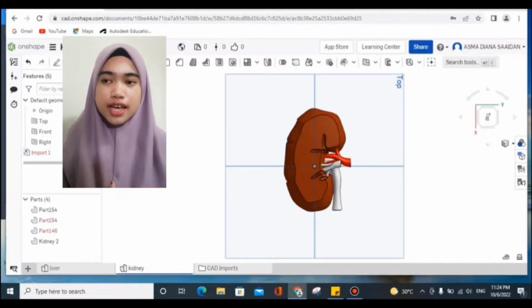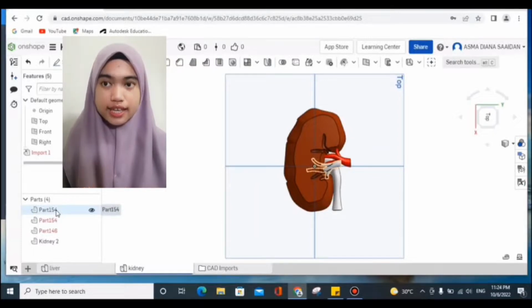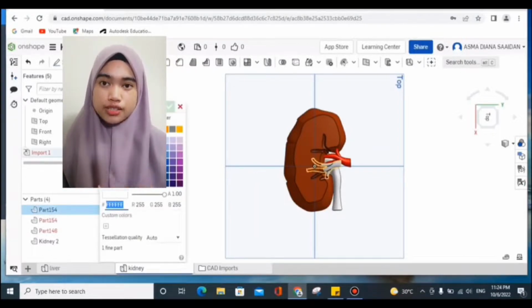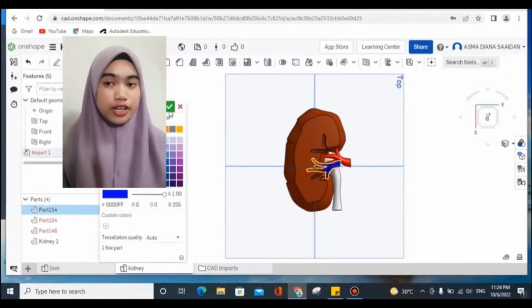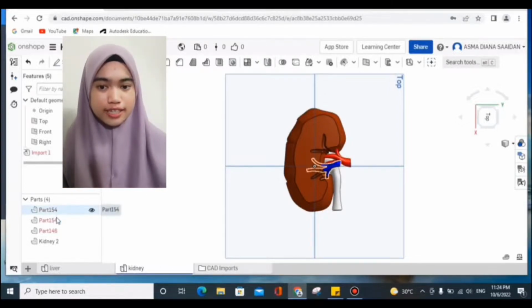And after that, we have the cortex, the outer region of the kidney. Extensions of the cortical tissue contain about 1 million blood filtering nephrons. Next is the nephron. Nephrons are the filtration units of the kidney.